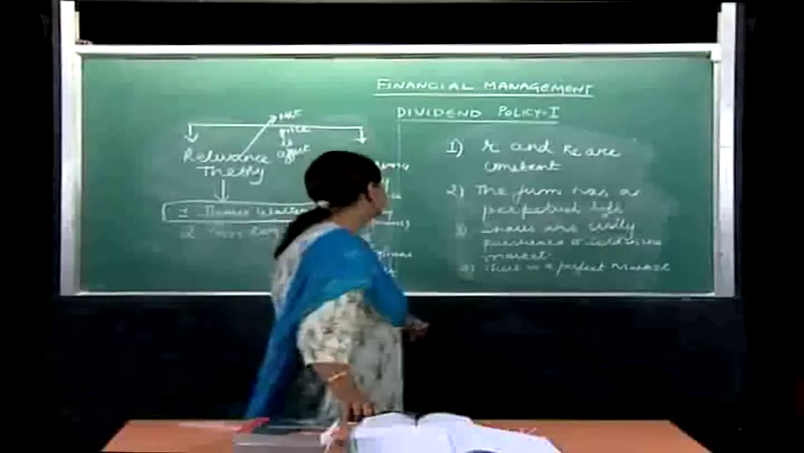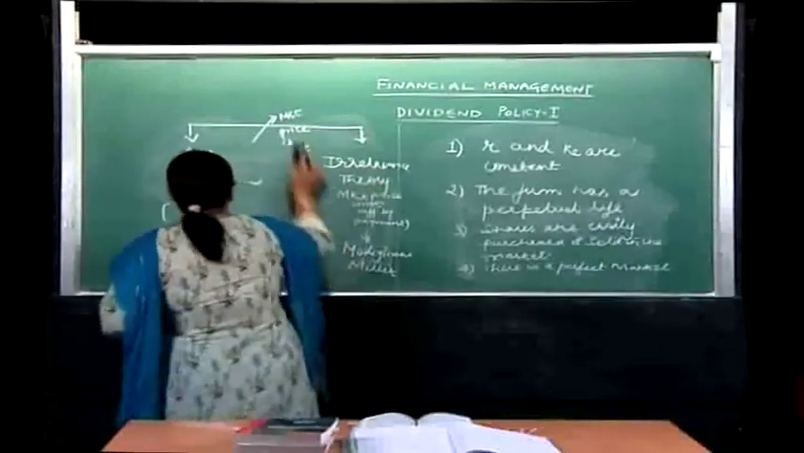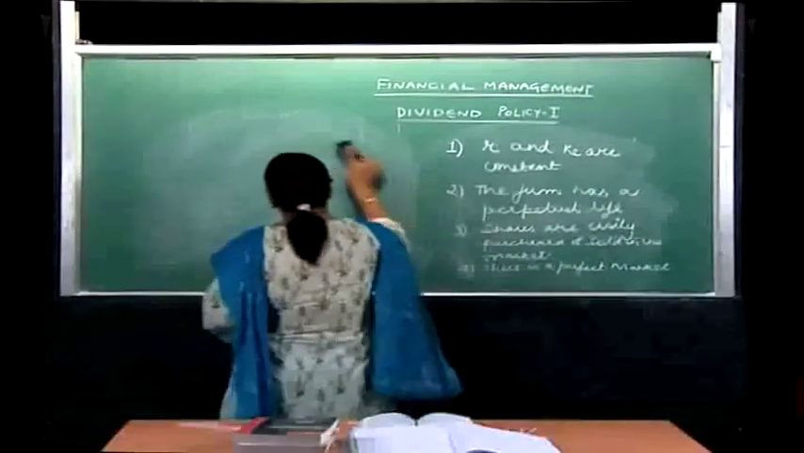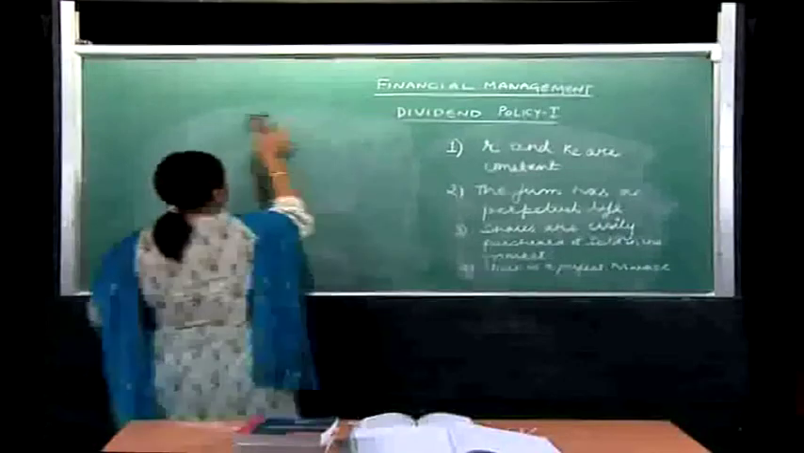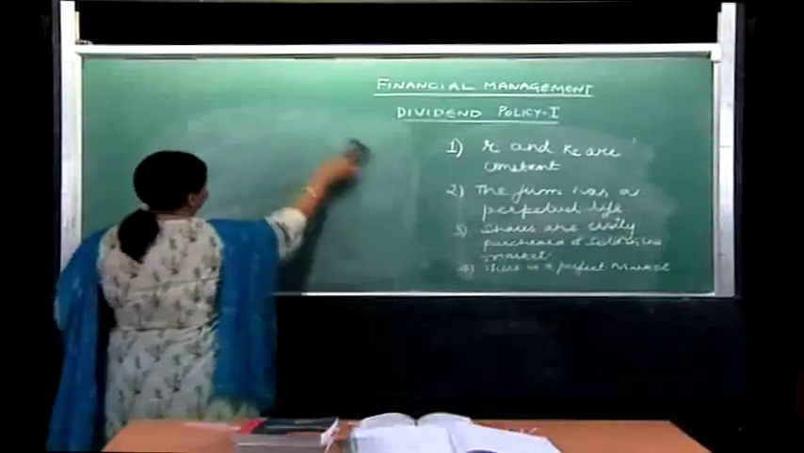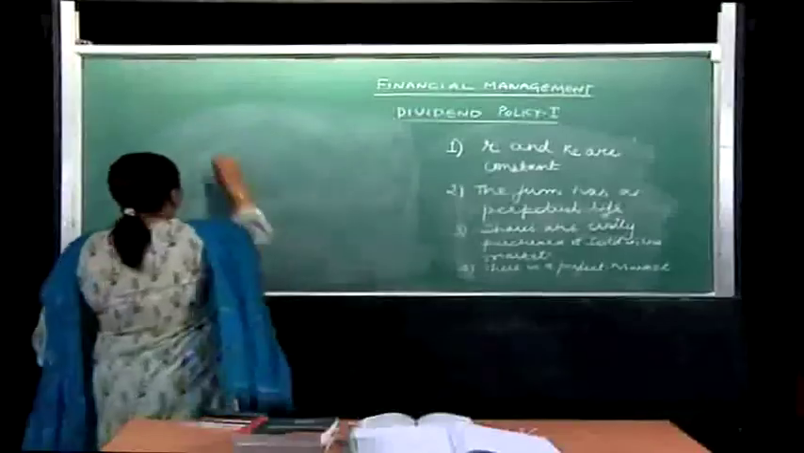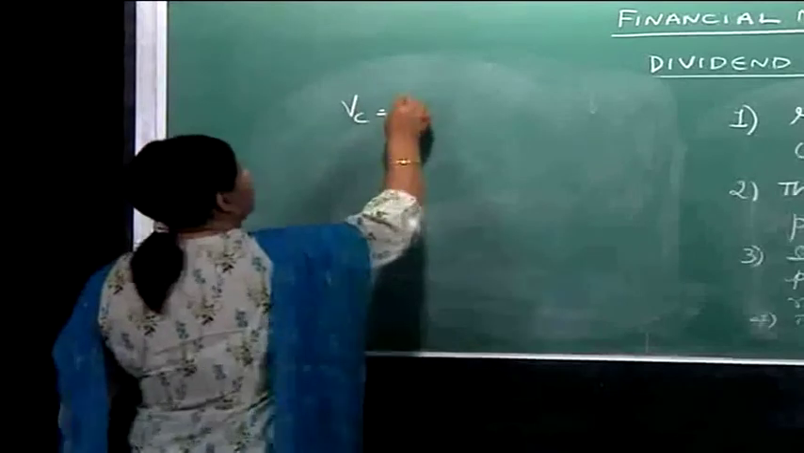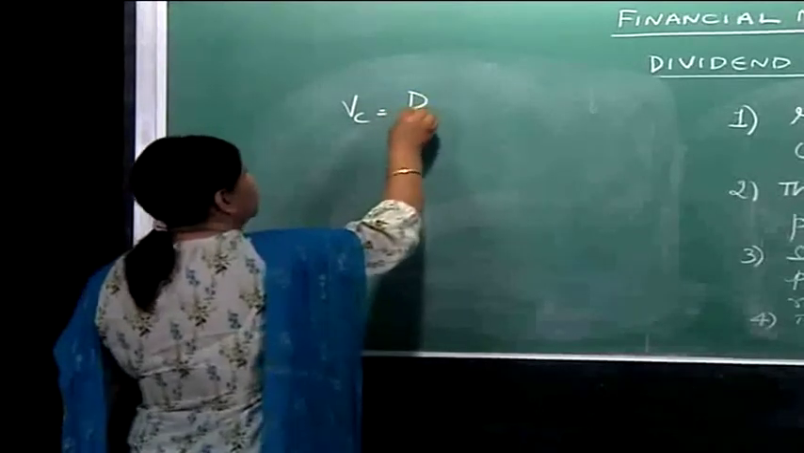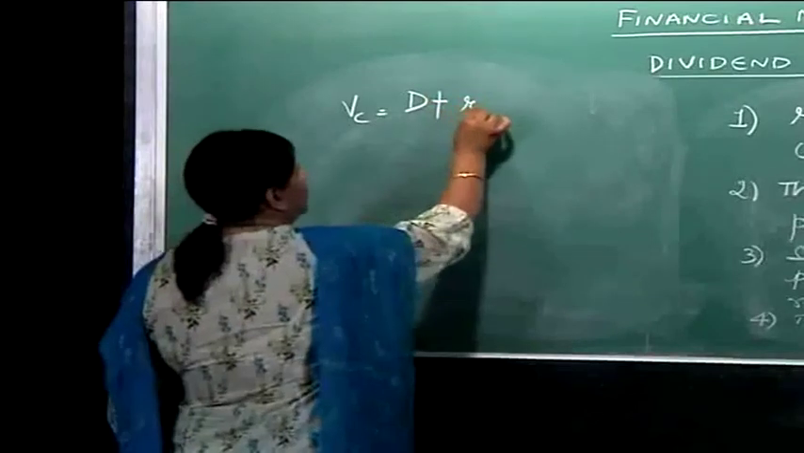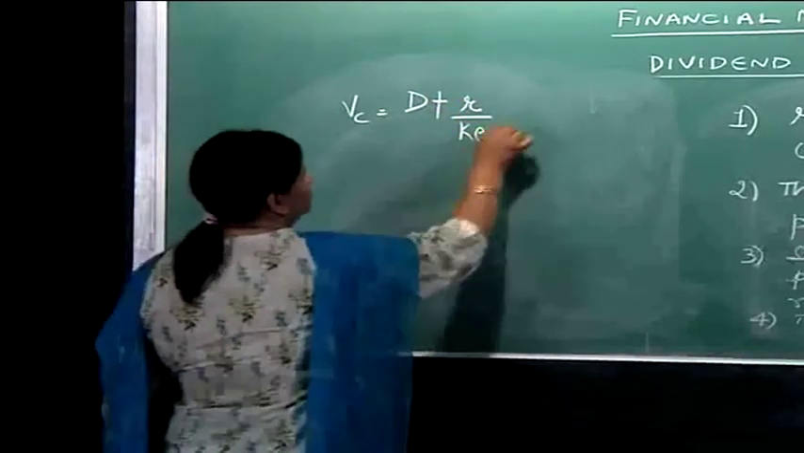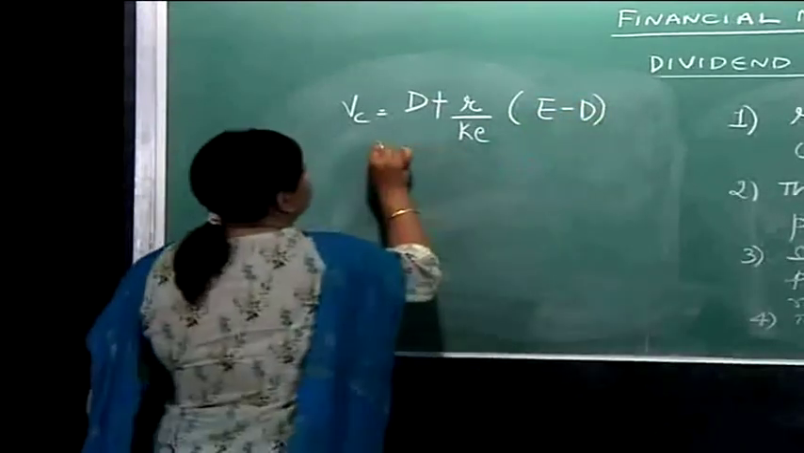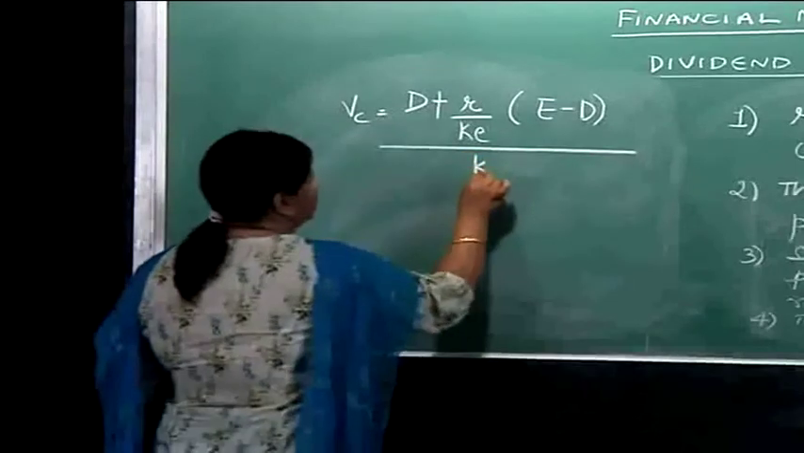Now we shall learn in detail what the model is suggesting, or what formula is being given by this model. The formula is given to assess the theoretical value of the share of the company by Walter, and it is given as VC, the market price of the share, which is to be ascertained as D plus R upon KE bracket E minus D bracket closed, and this whole is to be divided by KE.